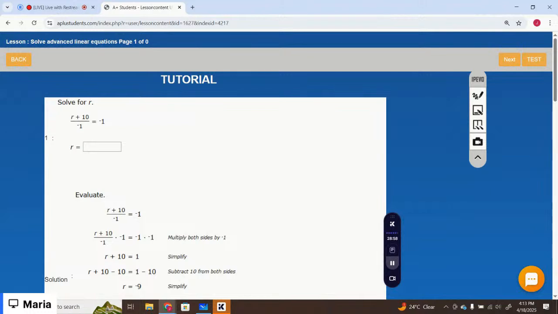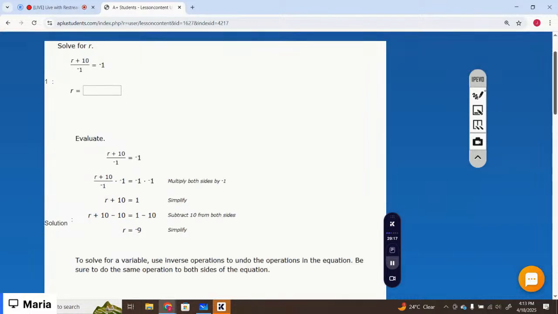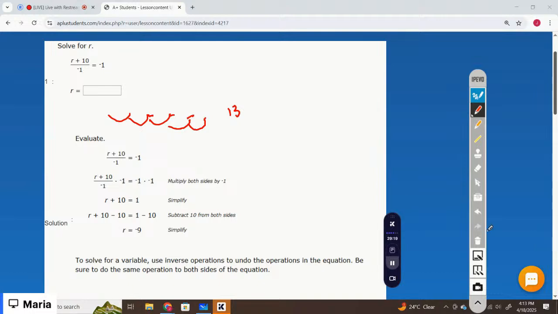Solve for r: (r plus 10) divided by minus 1 equals minus 1. So you have to solve the equation for r. Let's just solve the equation. You have to multiply negative 1 on both sides. So negative 1 and negative 1 cancel out. Minus 1 times minus 1 makes 1. Then you have to move 10 to the other side. So that is 1 minus 10, which is negative 9.